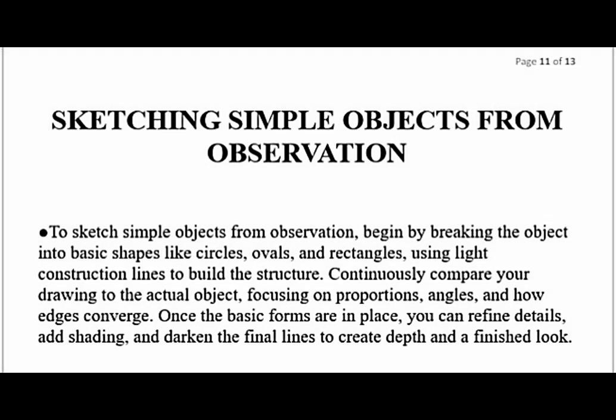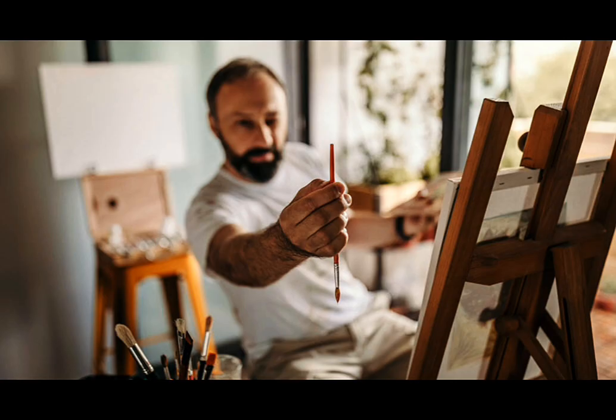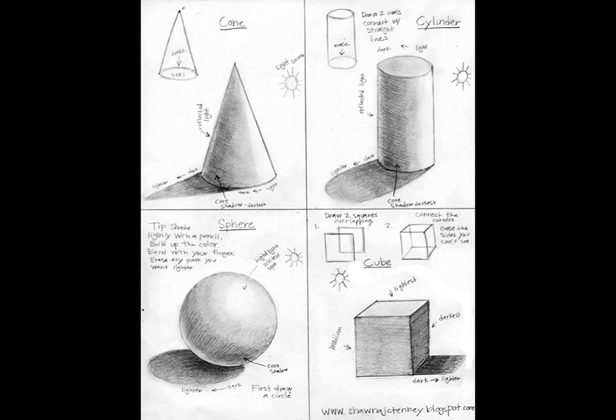I'm going to report about sketching simple objects from observation. To sketch simple objects from observation, begin by breaking the object into basic shapes like circles, ovals, and rectangles, using light construction lines to build the structure. Continuously compare your drawing to the actual object, focusing on proportion, angles, and how edges converge. Once the basic forms are in place, you can refine details, add shading, and darken the final lines to create depth and a finished look.